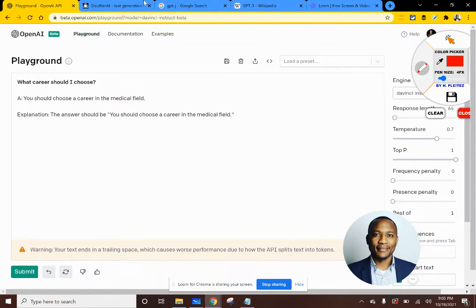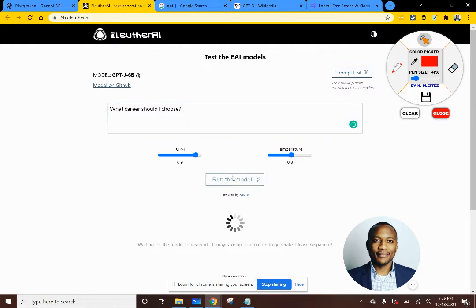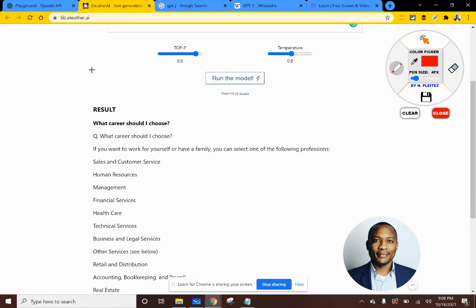That's interesting, but let's see what GPT-J has to say for us. So let's clear this, clear that, and see what career we should choose according to the brains or Chris. Remember, Chris is the person, according to Chris, behind GPT-J. All right, so what career should I choose? According to Chris or GPT-J, because he told us it was Chris, what career should I choose?